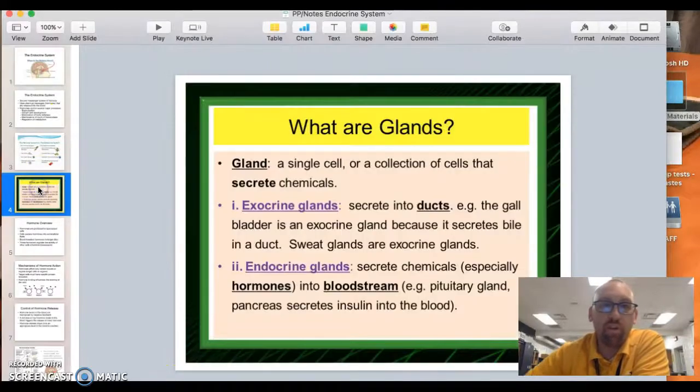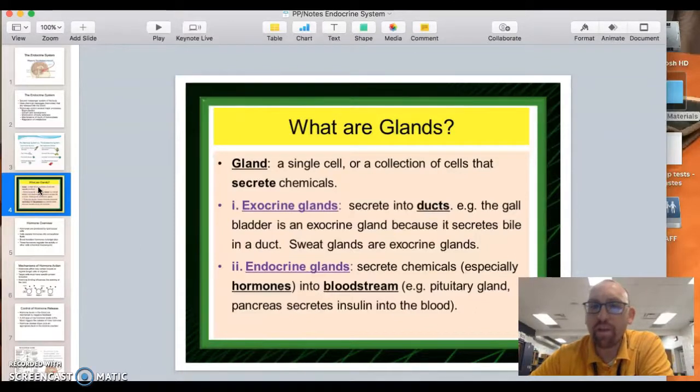All right. So what are glands? There are really two types of glands. So a gland can be a single cell or any collection of cells that secrete these chemicals. Okay, and it can be any kind of chemical. You have what are called exocrine and endocrine glands. So the exocrine means exit, outside. So they secrete into ducts. They go into these ducts, which then go other places, essentially other than the bloodstream. Endocrine glands secrete chemicals, mainly hormones, into the bloodstream.